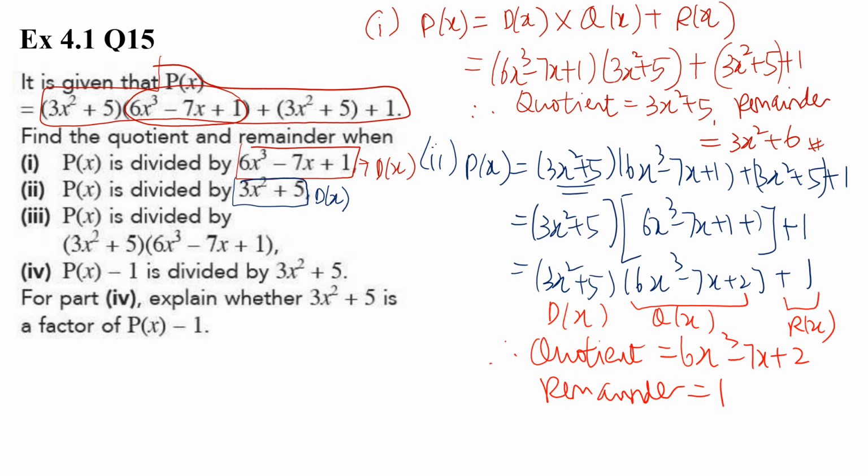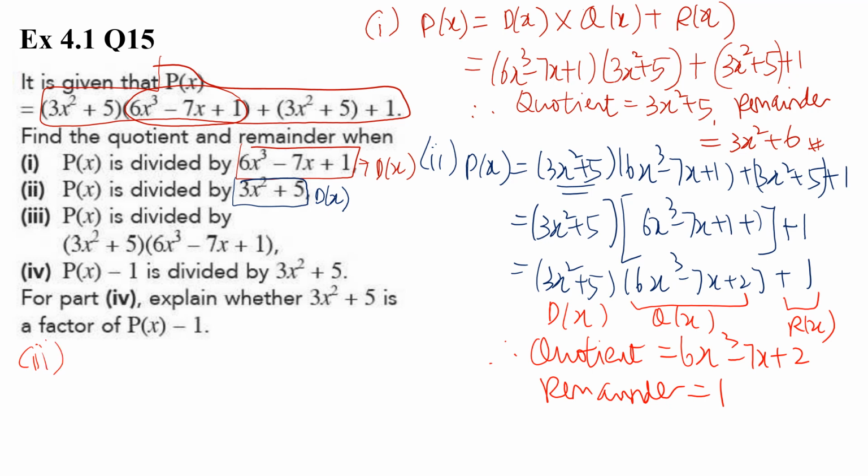Okay, can you see the difference between part 1 and part 2? In part 1, you can't actually factorize your 3x squared plus 5 because it is your quotient. You can't factorize the quotient, but you can actually factorize the divisor. So for part 2, when 3x squared plus 5 becomes the divisor, you can actually factorize it. So let's look at part 3.